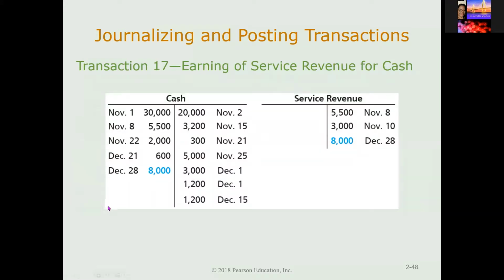And here you see in transaction 17, earning of service revenue for the cash. This is the cash T account, and this is the service revenue account. Here you see the $8,000 for the cash that was received, and for the service revenue.